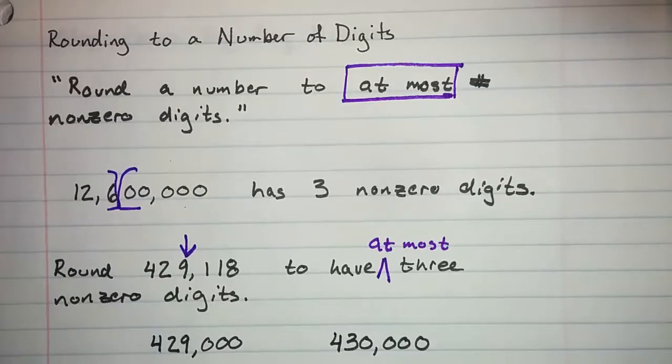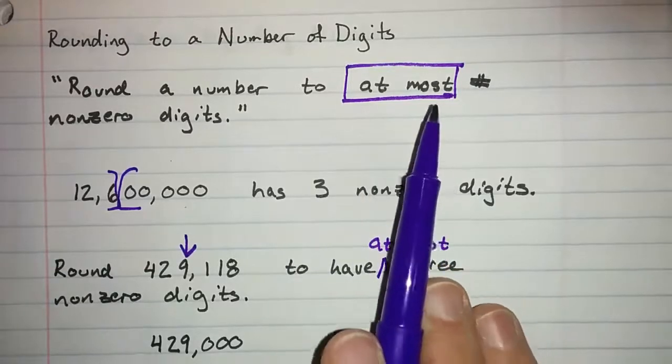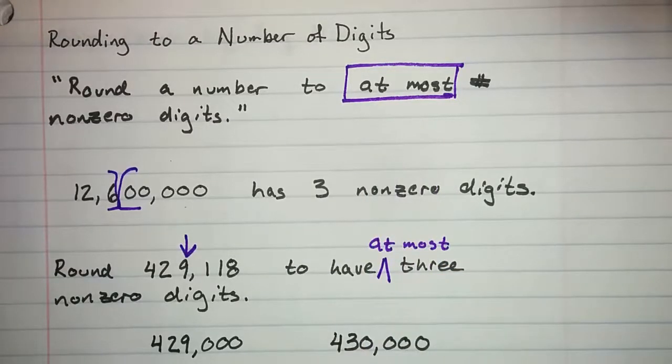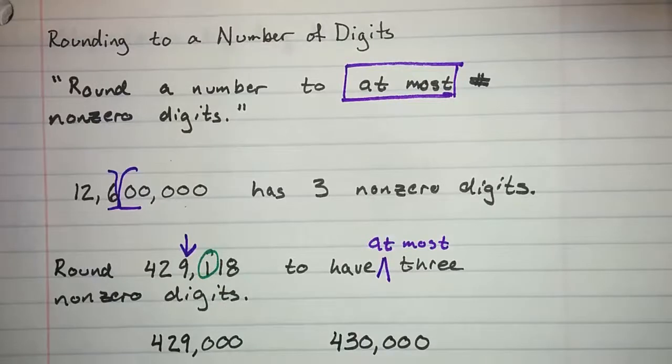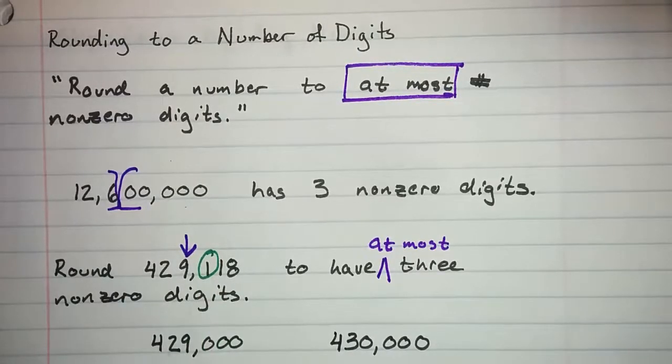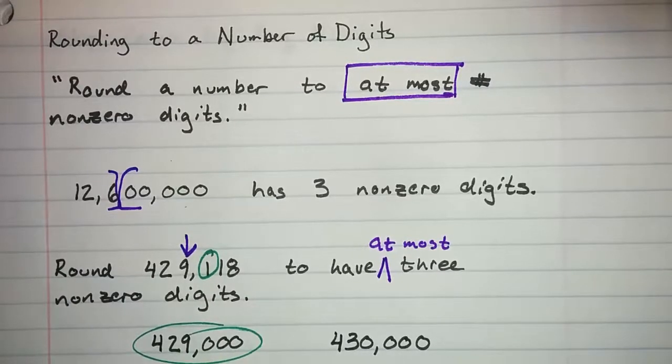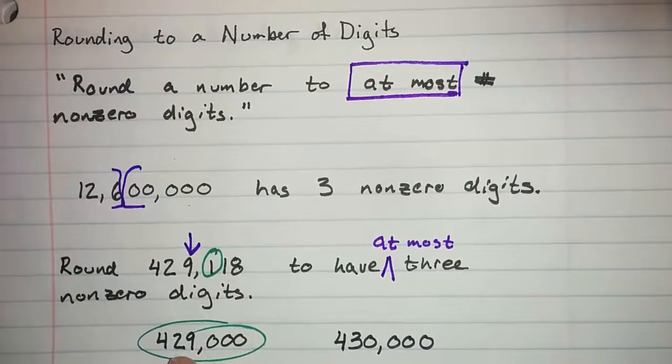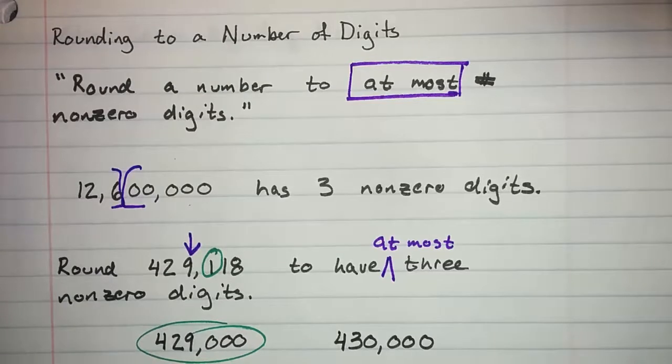Sometimes we don't end up with the number of digits that we targeted. That's why this instruction includes this phrase, at most. In this example, looking at the next digit, we see a 1. So this number is closer to 429,000 than it is to 430,000. And so we did in fact end up with 3 non-zero digits in this example.